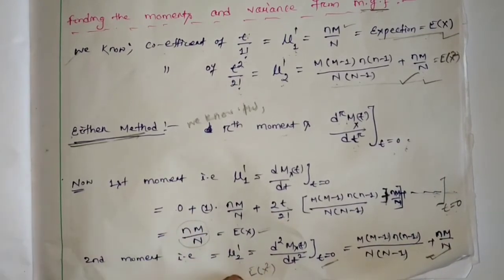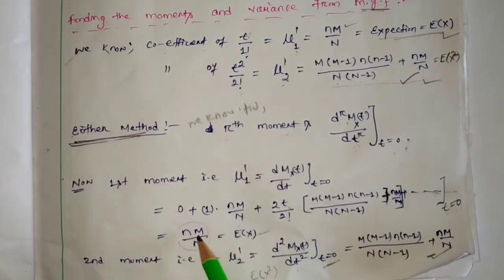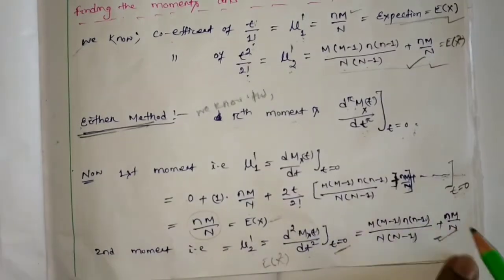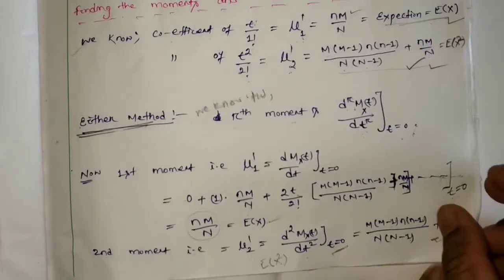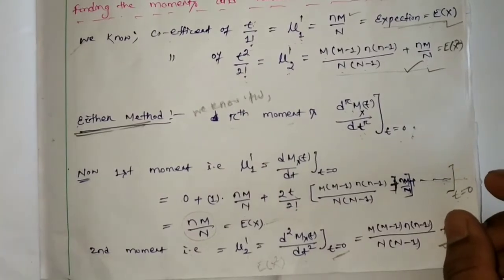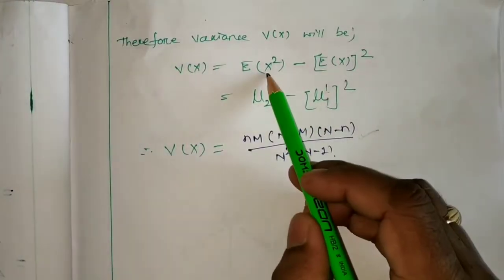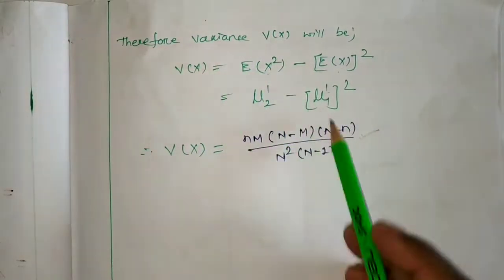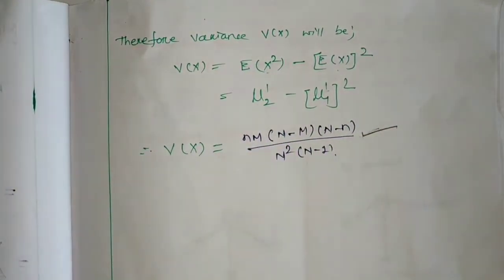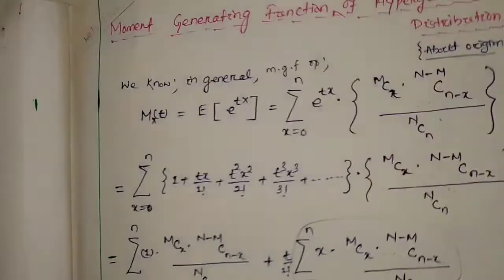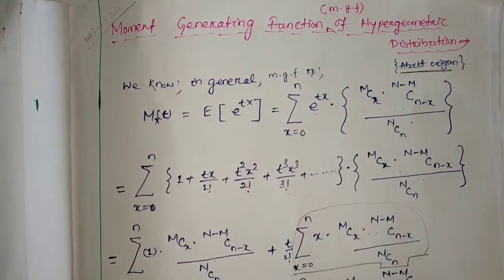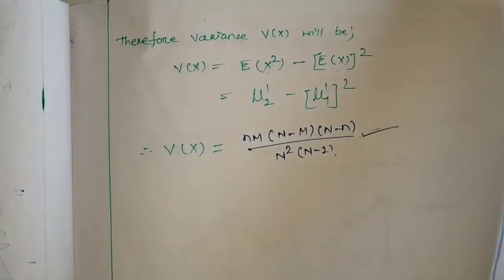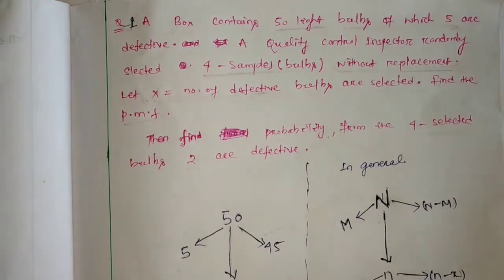So here we found E(X) equal to this much, E(X square) equal to this much, exactly the same as we derived in our last lecture. So by using E(X square) and E(X), we can find the variance, which will be the same. Either way you can choose to find the expectation and variance for this hypergeometric distribution. Now we have to go for a few numericals regarding the hypergeometric distribution.